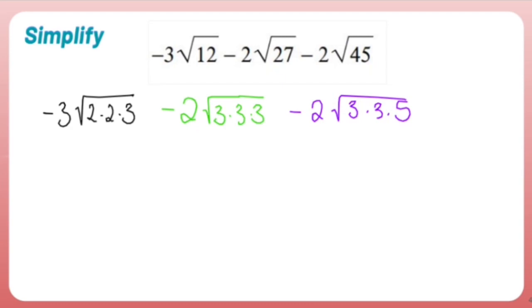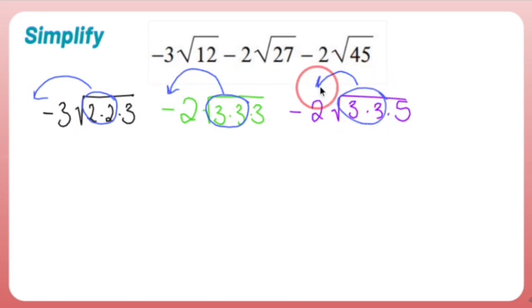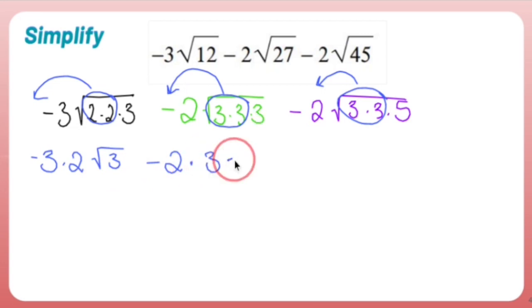Now that we have the prime factorization written out, circle pairs and bring one of them out. So I have negative 3 times 2, and what's left over is regular 3, minus 2. I brought out a 3, so times 3, and what's left over is the square root of 3, minus 2, bring out a 3. What's left over is the square root of 5.